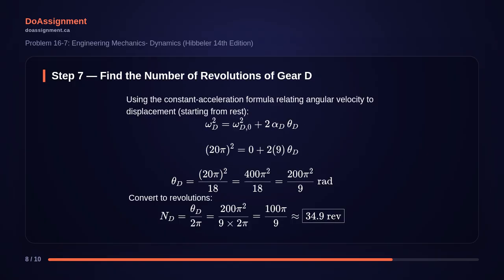To find the number of revolutions, we use the kinematic relation omega squared equals 2 alpha times theta, since the initial angular velocity is 0. Plugging in, 20 pi squared equals 2 times 9 times theta D, we get theta D equals 200 pi squared over 9 radians. Dividing by 2 pi converts radians to revolutions, giving 100 pi over 9, which is approximately 34.9 revolutions.